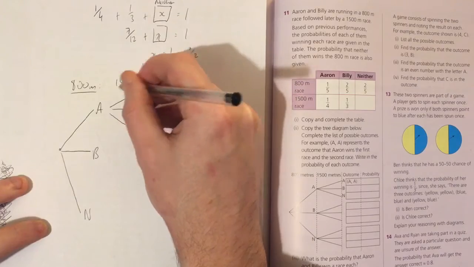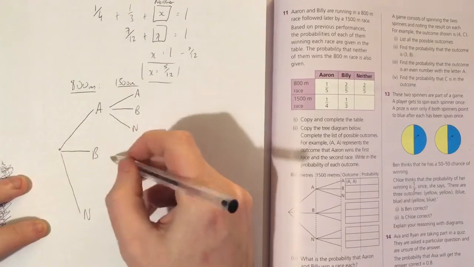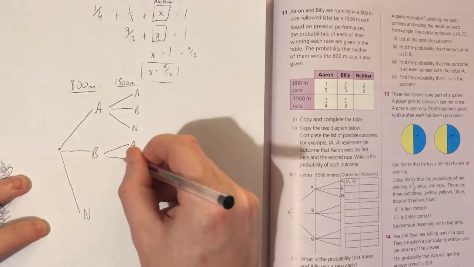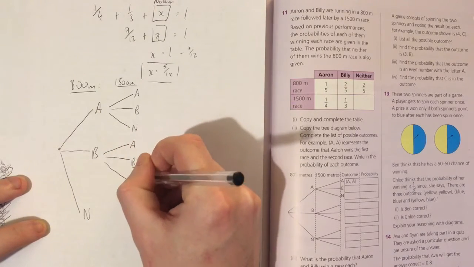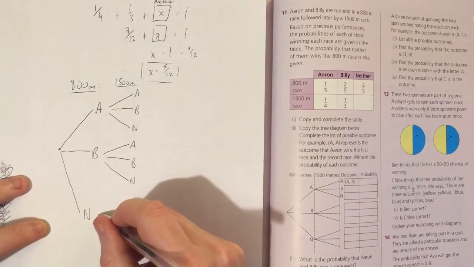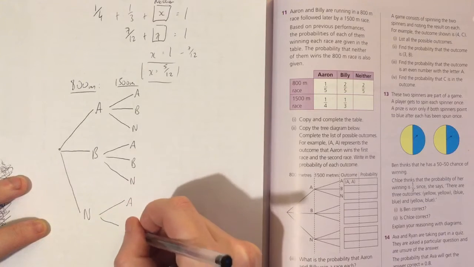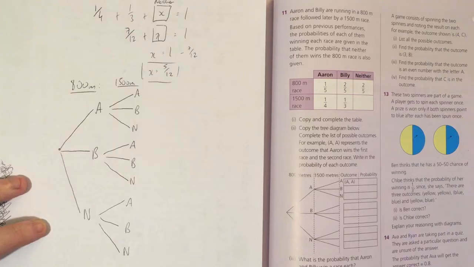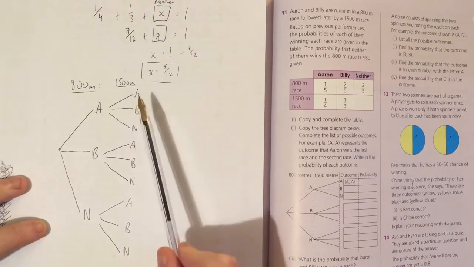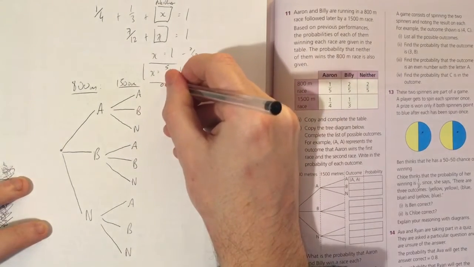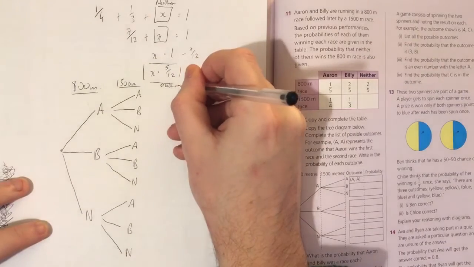So here's where the 1500 meter is coming in. If Billy wins the first one, what can happen on the second one? Aaron, Billy, or neither. If neither of them win the first one, what can happen on the second one, the 1500? Same thing. Aaron can win, Billy can win, neither of them. All right. So there's 3 possibilities for each one. 3 by 3. I should end up with 9 possible outcomes over here. So this is where my outcomes are going to go.